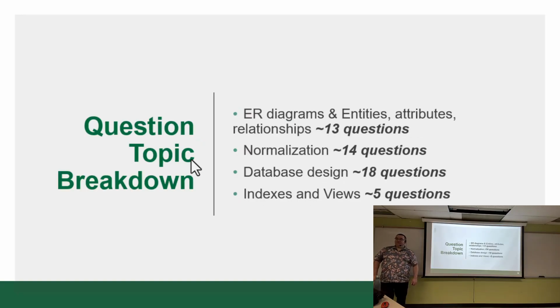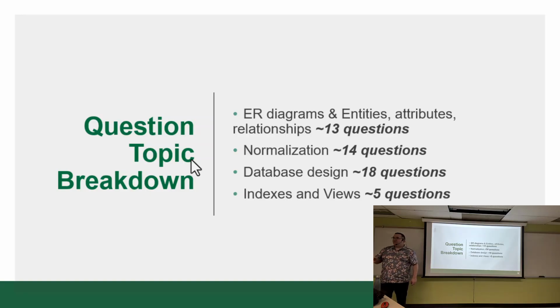Okay, here's the breakdown. Instead of doing a formal this is important, this is not important, I actually give you guys the breakdown of the questions per topic. ER diagrams, entities and attributes and relationships, because they basically all go together. There's roughly 13 questions. The reason it says approximately is depending on how you want to argue about it, some of the database design might be more entity attribute type questions. So they fall into both. So I counted them, and that's pretty much what it is.